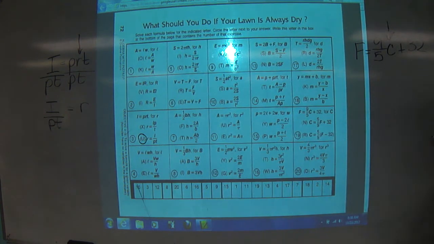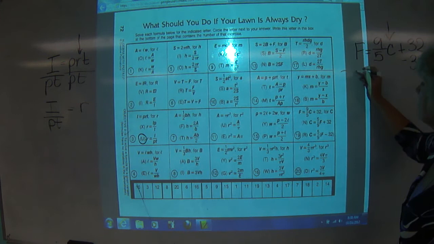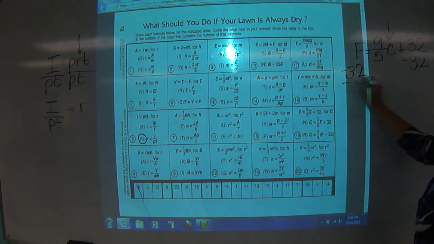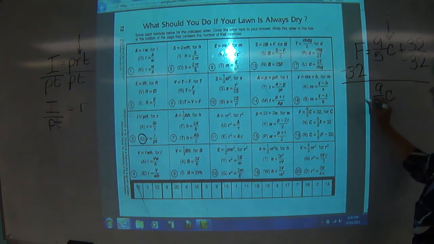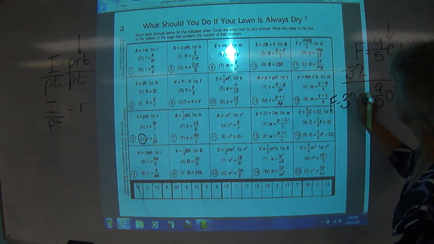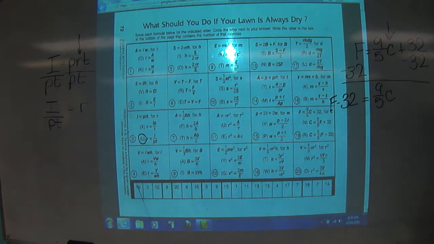What are we going to do first? We want to isolate the variable. So first we'll isolate the variable expression by, let's add negative 32 to both sides. How's that? Because we know we want C on one side. So now we have 9/5 C equals F minus 32. We good so far? Okay, now we want C by itself.